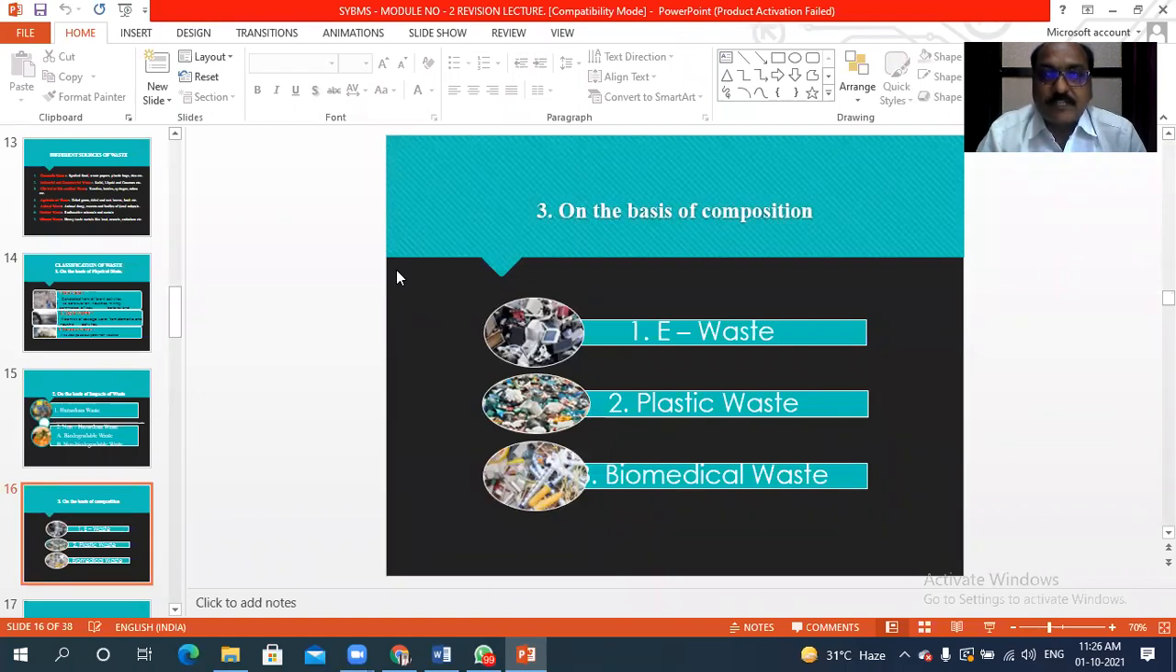Most of the computers are there, and other electronic and electrical devices are there. Then plastic waste, everybody knows and is aware of plastic. It is very harmful to the environment. Then biomedical waste we generate from the medical sector.